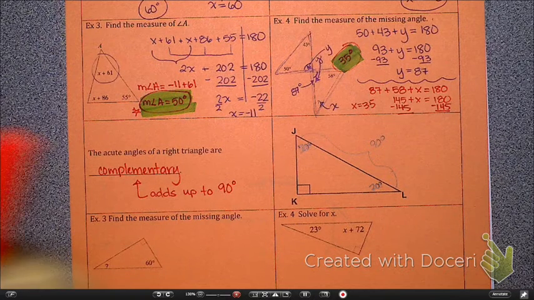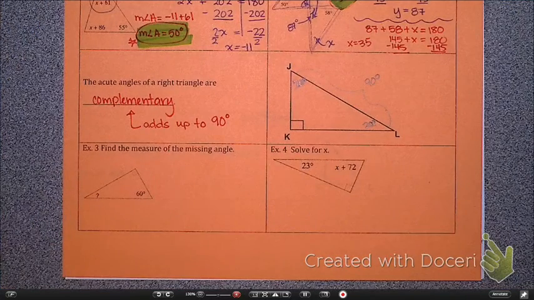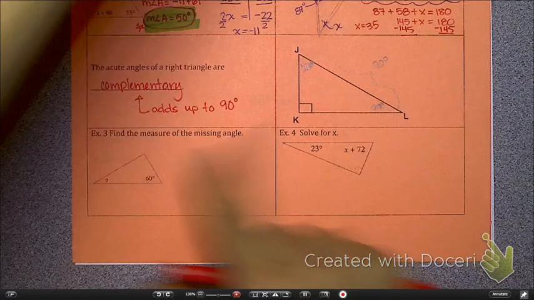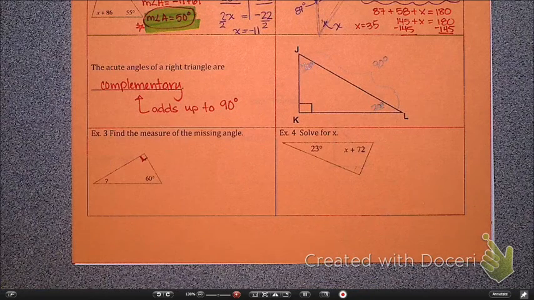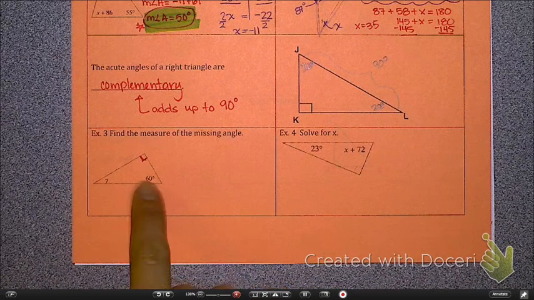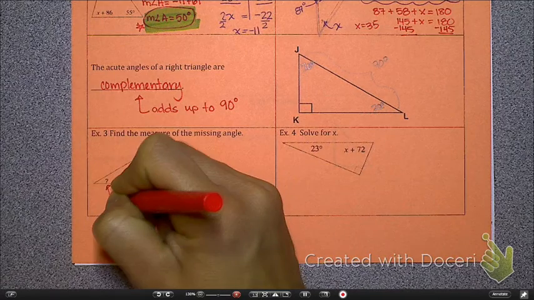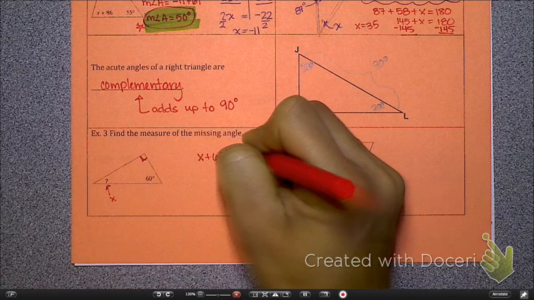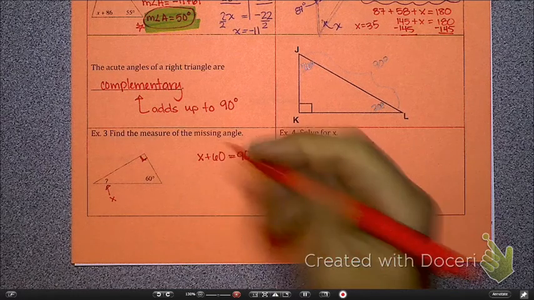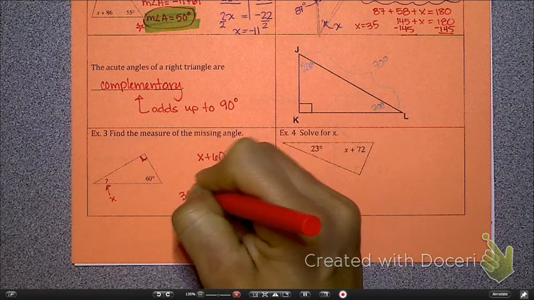Does that make sense? Okay, so let's do some problems where we can use this shortcut, okay? So, it says here, find the measure of the missing angle. Can you guys see there's a right angle symbol here? Okay. So, what do you know about the two acute angles in a right triangle? They're complementary. That means they add up to how much? 90. So let's call this missing one x. X plus 60 has to equal how much? 90. Now, this was easy to solve in our head, right? What do we get for the answer? 30. So the value of the missing angle is 30 degrees.